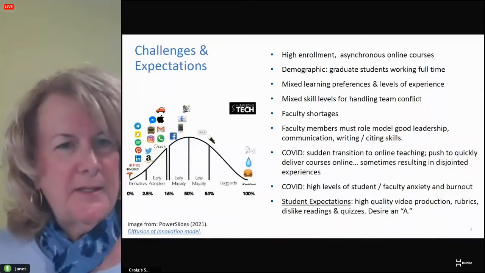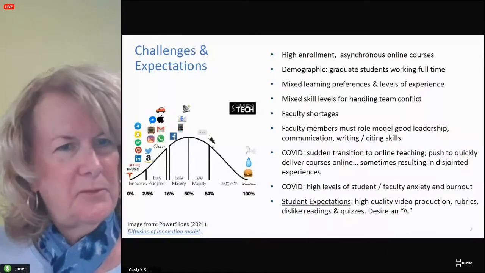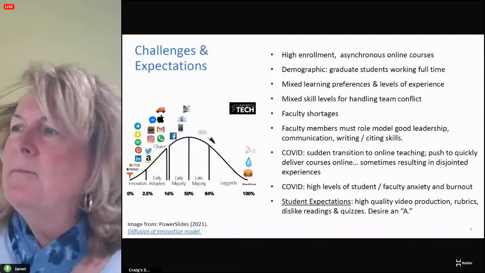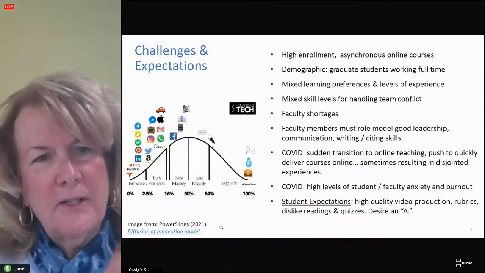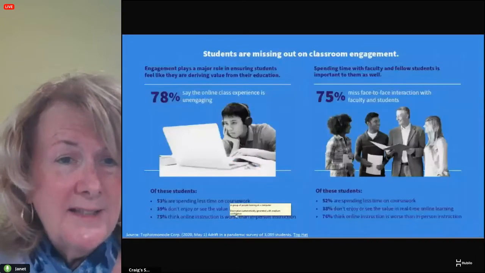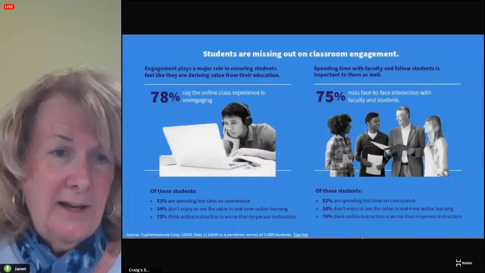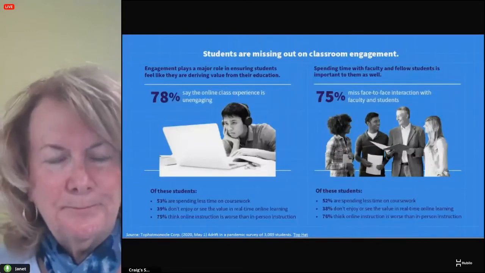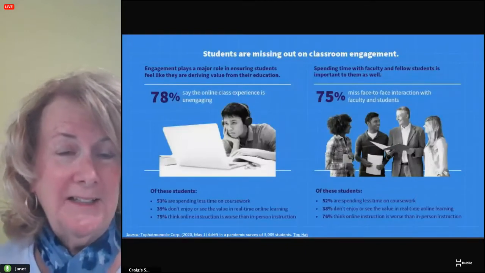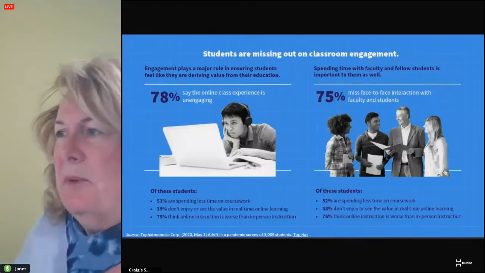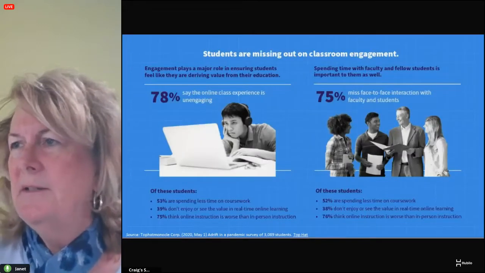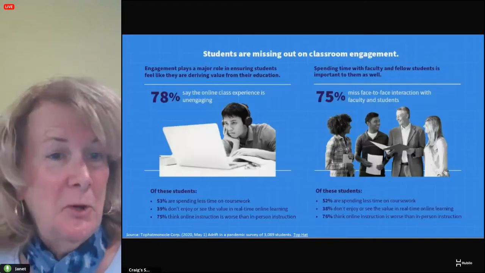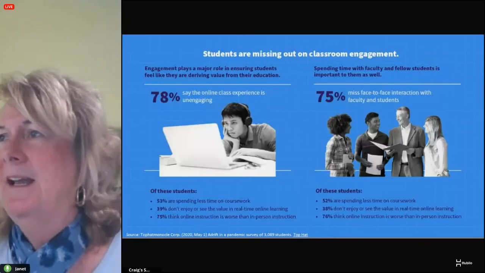So with COVID, we had the sudden transition to online teaching, sometimes resulting in disjointed experiences. And we have high levels of faculty anxiety, some student burnout and student anxiety. And then we have student expectations that they want to have a very engaging, entertaining learning experience. They want rubrics, they want a minimal amount of readings, no quizzes or tests, and they all want to get an A.